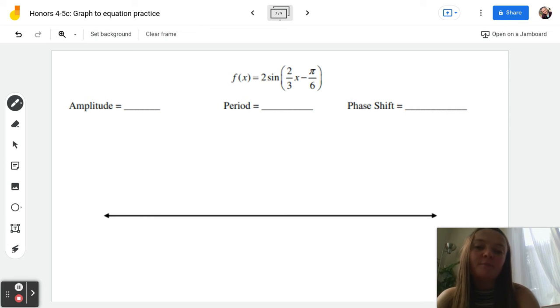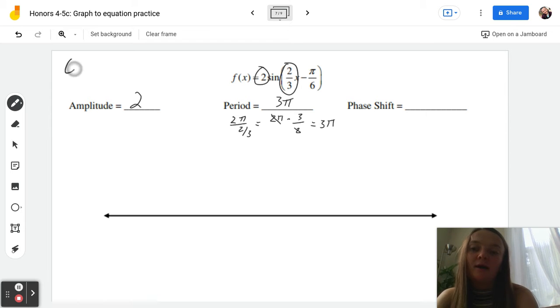First thing I'm going to do is identify the period. In fact, we'll do the amplitude first because it's easier. The amplitude is just the number in front of the trig function, which is 2. My period is found by taking 2 pi and dividing it by b, except b is 2 over 3. If I keep, switch, and flip, I get 2 pi times 3 over 2, which cancels to 3 pi. And so my period is 3 pi.